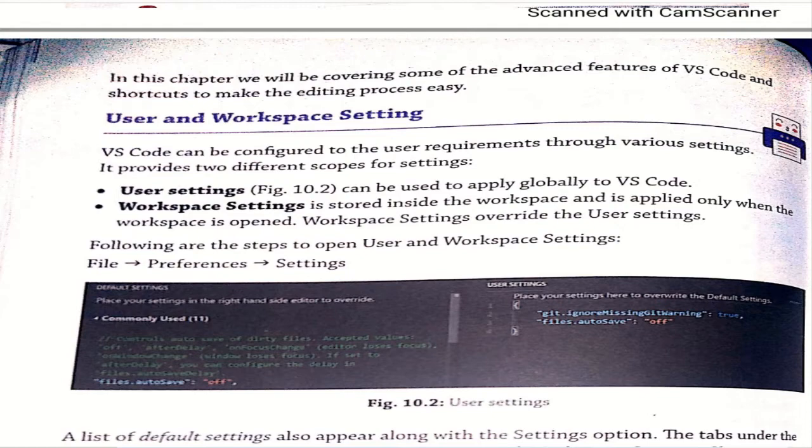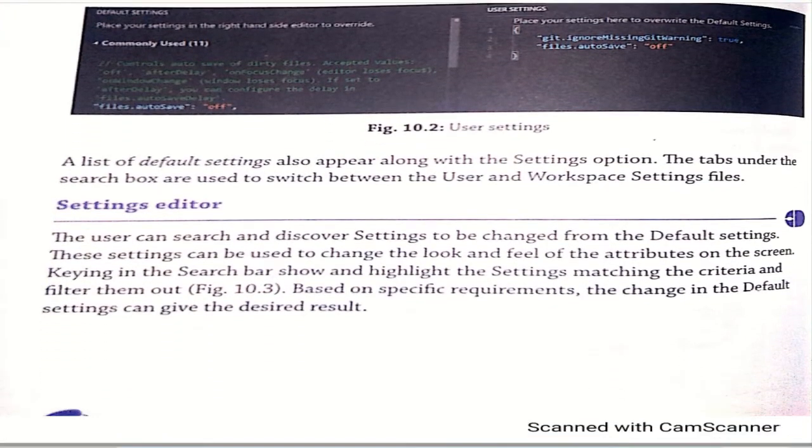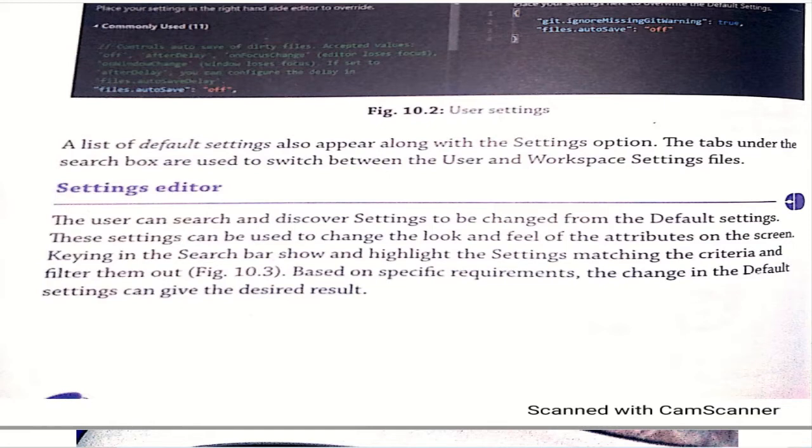Next, a list of default settings also appears along with the setting option. The tab under the search box is used to switch between the user and workspace setting file. Now, what is the setting editor? In the setting editor, the user can search and discover settings to be changed from the default setting. These settings can be used to change the look and feel of the attributes of the screen. If you want to change an attribute setting, then using the setting editor you can change the default setting and have your own setting. Typing in the search bar highlights and filters the settings matching the criteria. Based on the specific requirement, a change in the default setting can give the desired result.